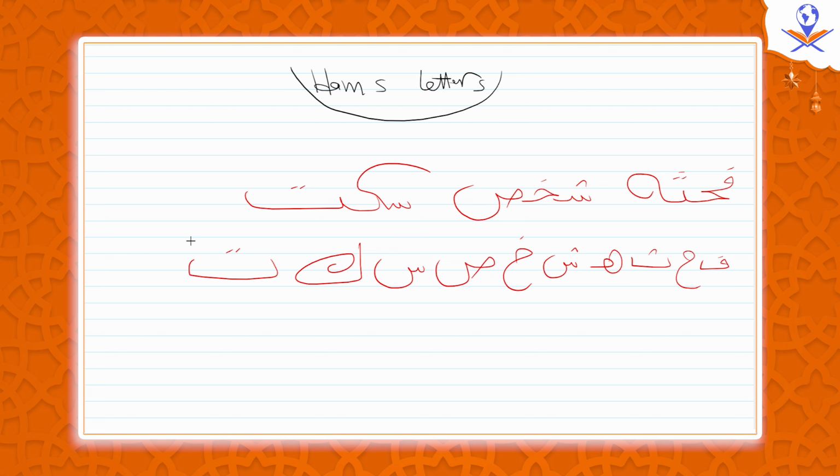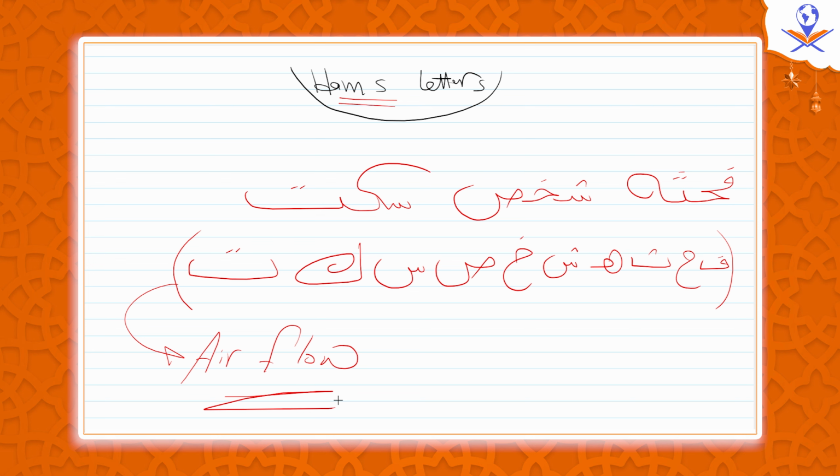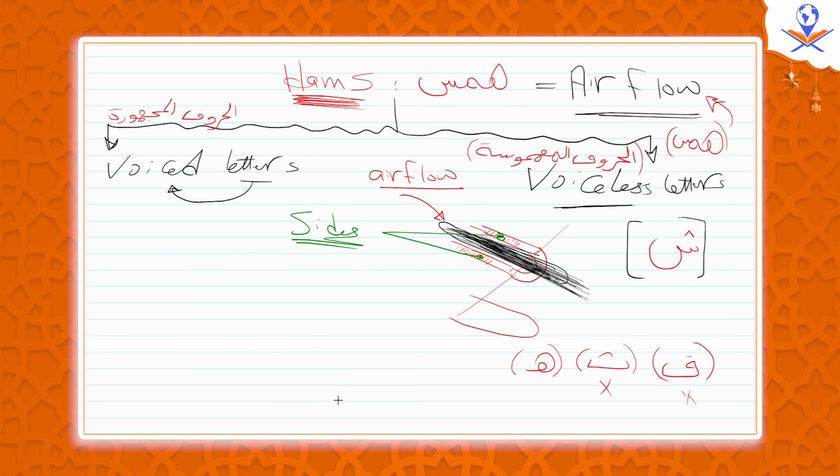So any of these letters, if you want to pronounce it, you have to allow the airflow, you have to make hams. And if you block the hams, if you stop allowing the hams, actually you will be pronouncing a wrong letter. It's not the proper pronunciation of that letter. Any of these letters, all of them, they have hams, they have airflow. This is very important. So any other letter is actually from jahr letters, the rest of the letters.